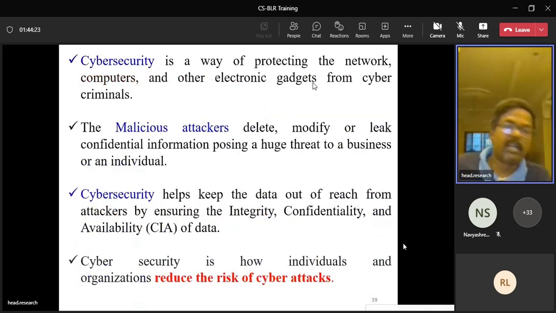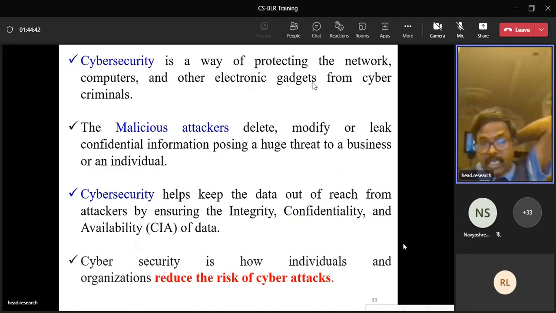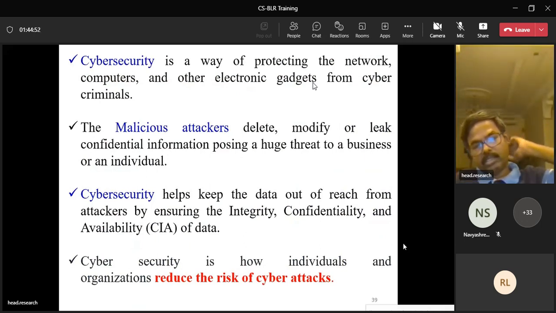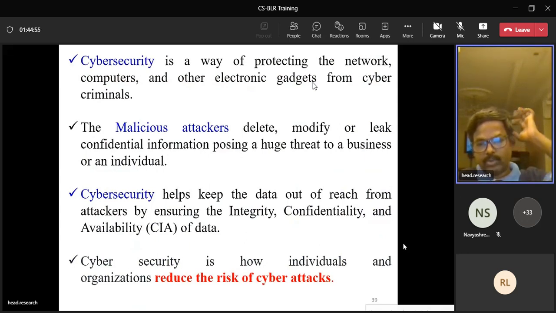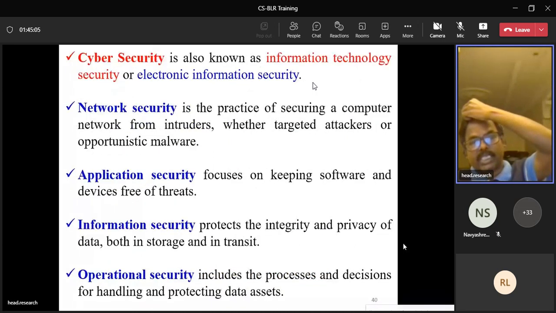Cyber security is a way of protecting the network, computers and other electronic gadgets from cyber criminals. The malicious attackers delete the information, modify the data or leak confidential information, posing a huge threat to a business or an individual. Cyber security helps keep the data out of reach from attacks by ensuring the integrity, confidentiality and availability of the data. It is how individuals and organizations reduce the risk of cyber attacks. Cyber security is also known as information technology security or electronic information security.